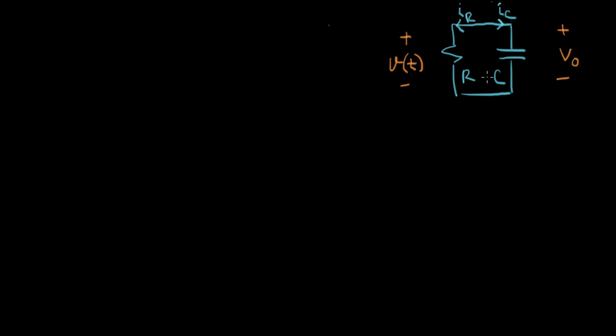So now I'm going to write the two voltage-current relationships for these two components. Ohm's law tells me that IR equals 1 over R times V. And the current in a capacitor, IC, equals C times dV/dt. That's the two currents in our devices.